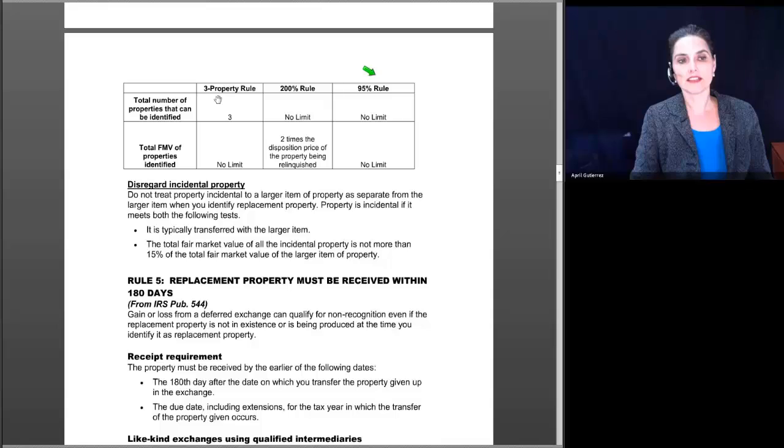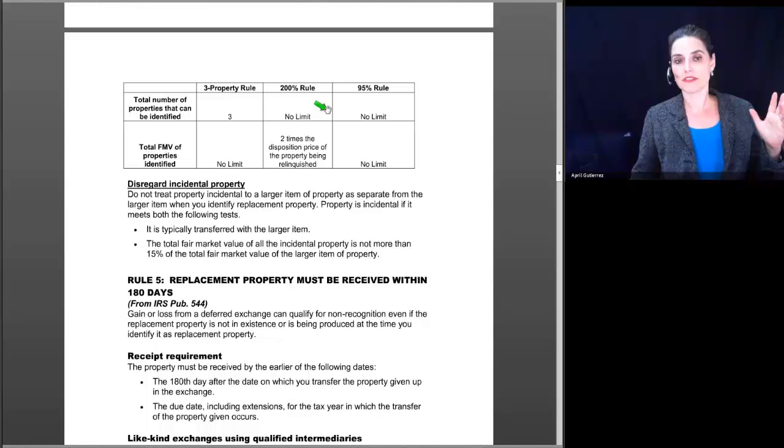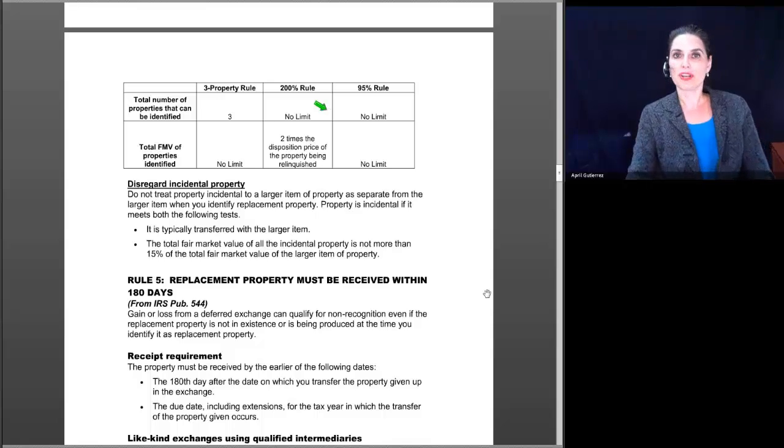So what that's saying is, let's just suppose you have a client who is trading an apartment building worth $1 million and wants to buy 5 houses with that money, or do the trade into 5 houses. Well, 5 is more than 3, right? So that could create a problem. But as long as the value of the 5 houses is not more than 200% of the value of the apartment, it would still be allowed. So that's essentially what is being said here.